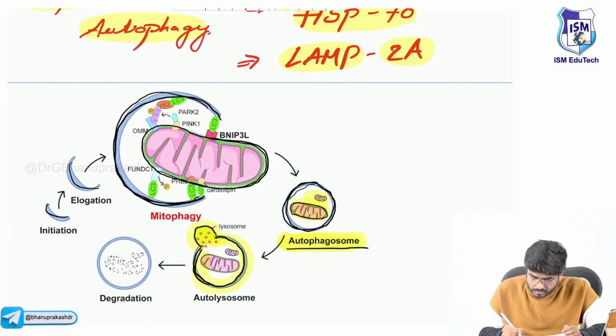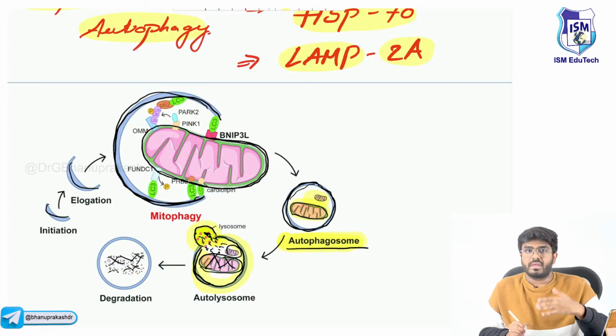Now what is the lysosome going to do? The lysosome is going to release the hydrolytic enzymes. These hydrolytic enzymes will now start to degrade the mitochondria. The mitochondria are totally going to be broken down, and whatever proteins are released from there will be used in the synthesis of energy, gluconeogenesis. We can go for that.